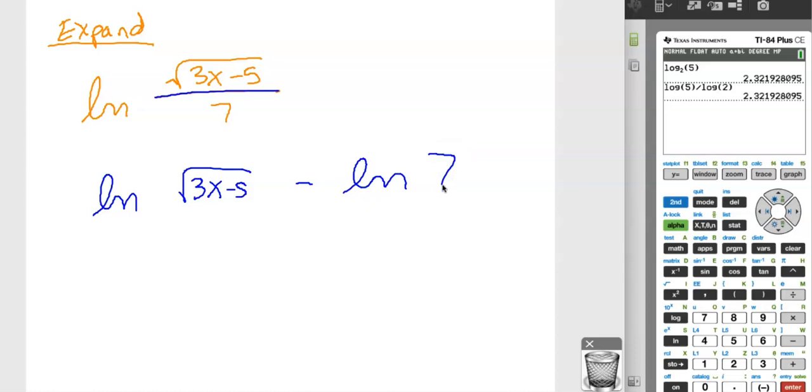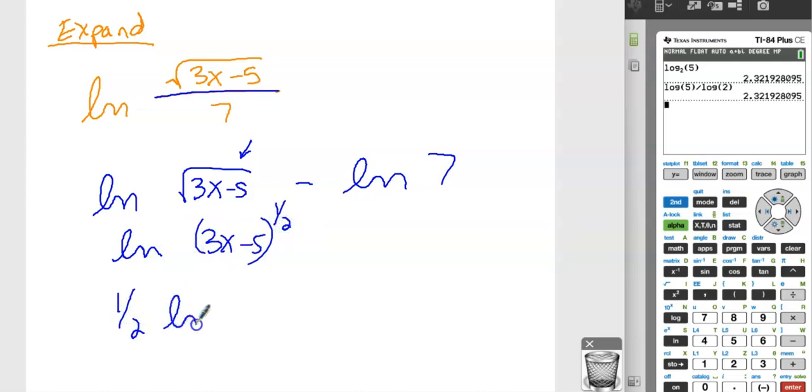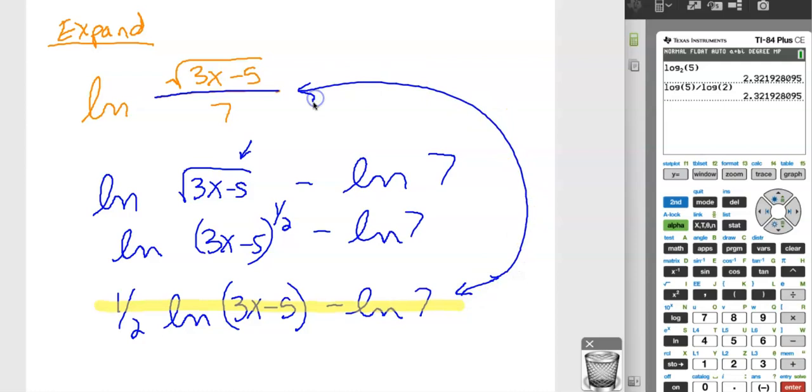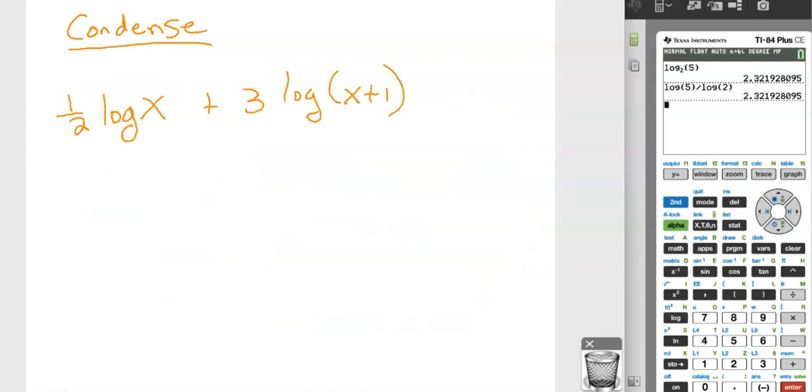I expanded it. The other thing that can be done, notice this right here is the same thing as 3x minus 5 to the 1/2 power, which the 1/2 could be written out front. So this right here is the expanded part of that problem. And again, make sure you know, if I gave you that problem, make sure you know how to condense it back to that problem. So now let's go backwards.